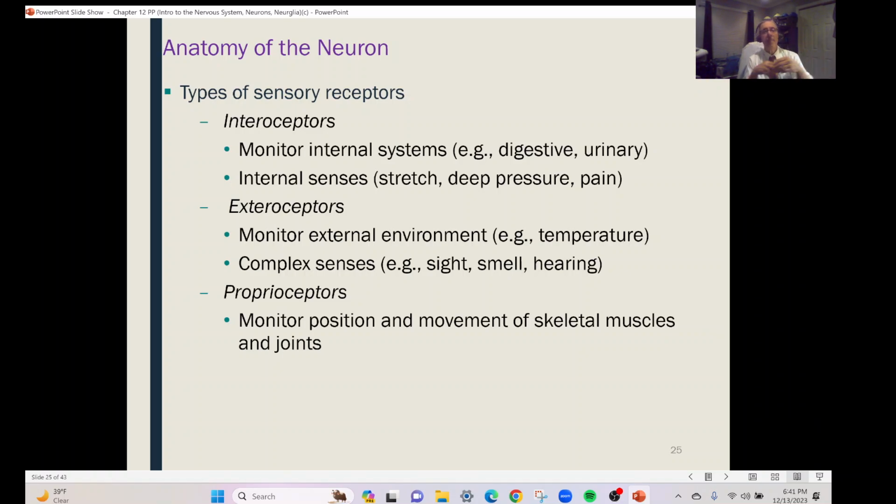The last type of receptor is known as a proprioceptor. Just so you know, proprioception is position sense, right? Proprioception is really what tells the brain where you are in space. So proprioceptors, they monitor our position and also how much we're moving, okay?